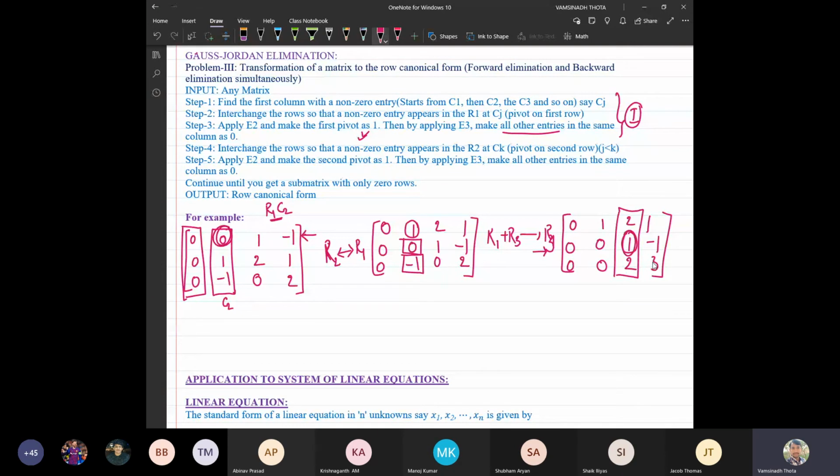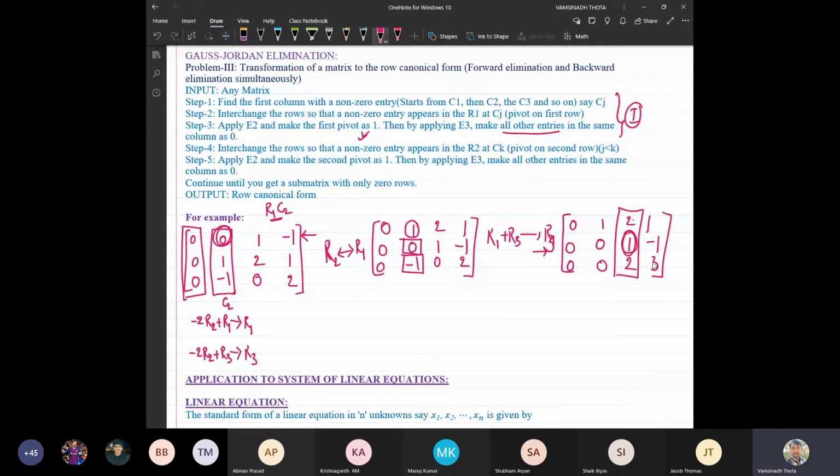So we should make this entry as 0, and we should also make this entry as 0. So what we need to do? R1 should be changed, and at the same time R3 also should be changed. How? What we need to do? -2 times R2 plus R1 replaces R1, and -2 times R2 plus R3 replaces R3.